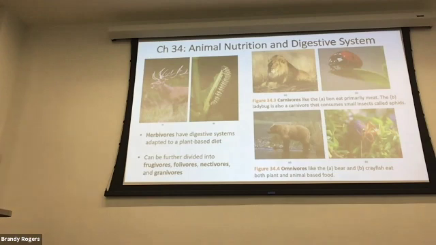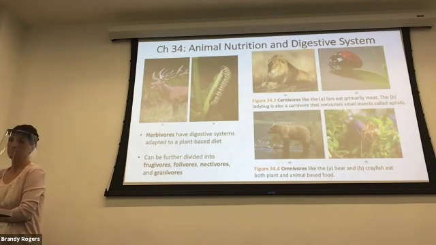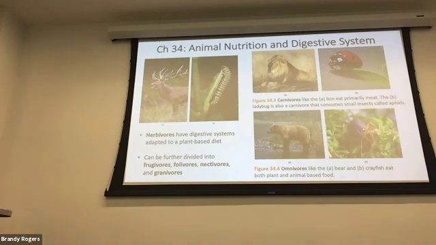And then what's an omnivore? Yeah, plants, animals, pretty much whatever. Bears are omnivores. Crayfish are omnivores. They'll just eat pretty much anything, kind of opportunistic feeders.